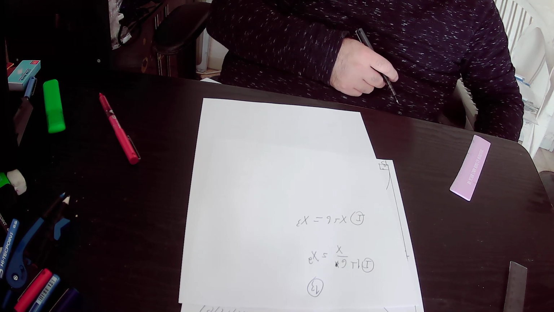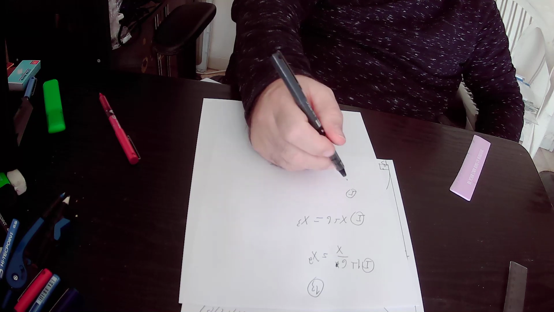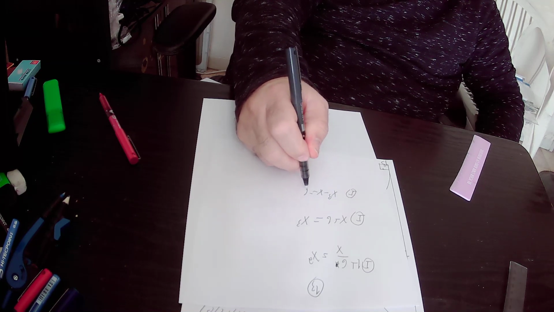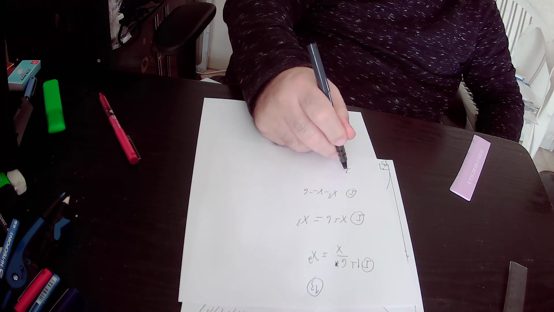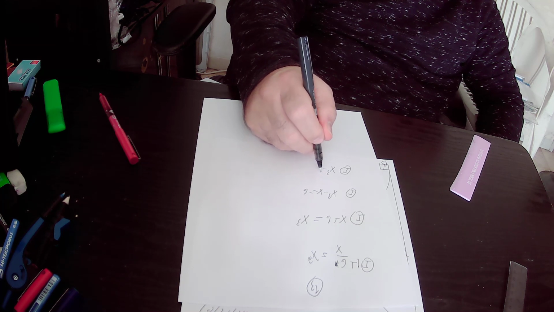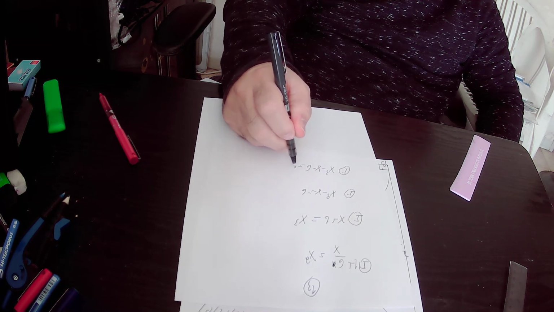Here we will subtract x from equation number 1, and we will get that x cubed minus x equals 6. We will subtract 6 from equation number 1, and we will get that x cubed minus x minus 6 equals 0.